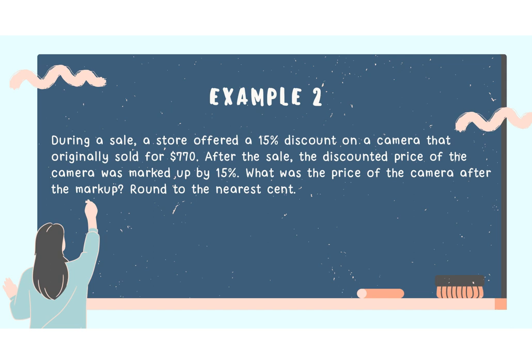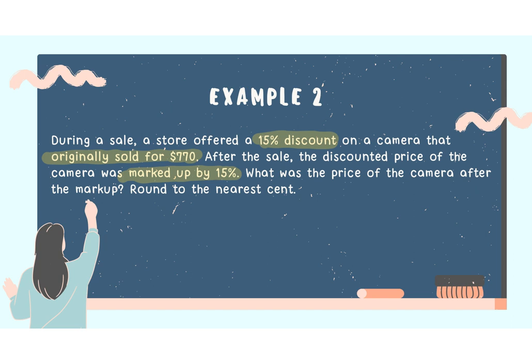It says, during a sale, a store offered a 15% discount on a camera that originally sold for $770. After the sale, the discounted price of the camera was marked up by 15%. What was the price of the camera after the markup? Round to the nearest cent. So let's do our highlighting of important information. We have a 15% discount on originally sold camera of $770. Then we also have a markup of 15%. So the discount is applied first, then we are going to mark up.